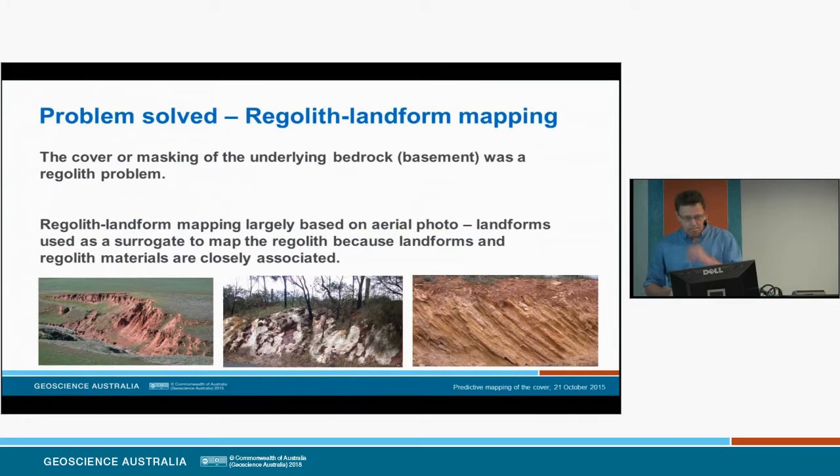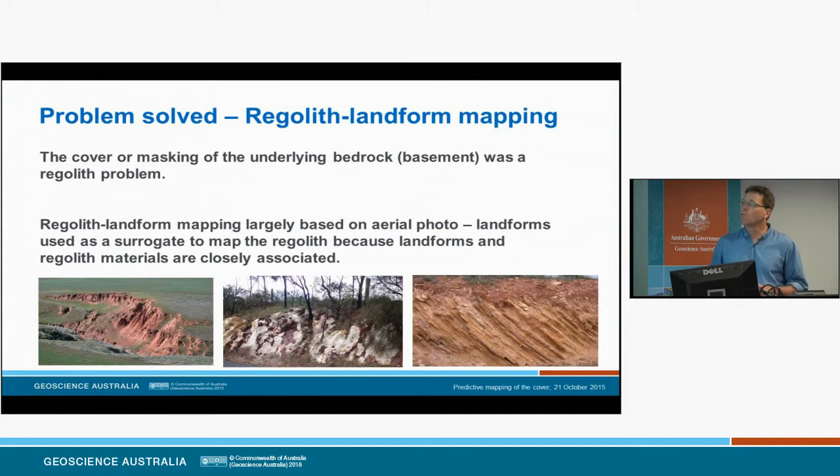I think a lot of people saw regolith mapping back in the early 90s, which is when I joined BMR, or GA at that time, as going to solve this problem. We saw the cover as being a regolith issue, and regolith landform mapping was going to really provide insight into the nature and character of that cover material. The reason we associate the two in a regolith and landform map is that there is a close spatial and genetic association between landforms, as you'd expect, and the regolith materials. A lot of this mapping initially was based on air photo interpretation, and later we augmented it with the interpretation of radiometrics and DEMs and various other things.